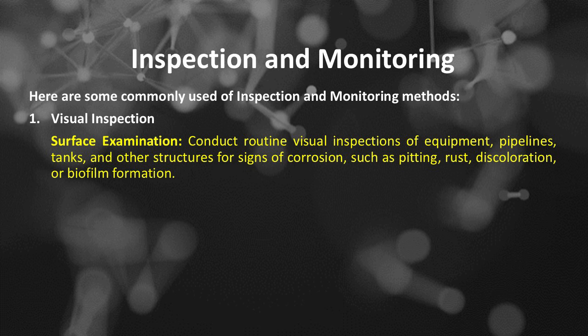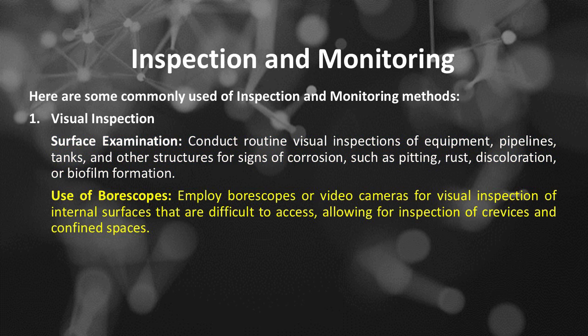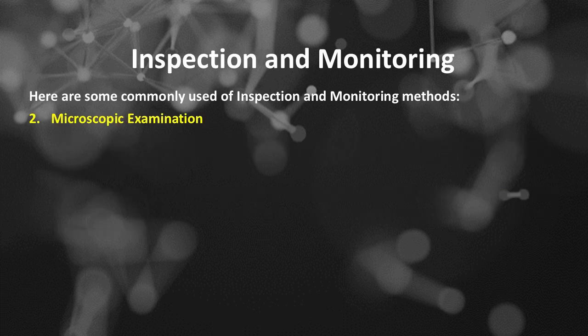Surface examination: conduct routine visual inspections of equipment, pipelines, tanks, and other structures for signs of corrosion, such as pitting, rust, discoloration, or biofilm formation. Use of borescopes: employ borescopes or video cameras for visual inspection of internal surfaces that are difficult to access, allowing for inspection of crevices and confined spaces. Number 2 is microscopic examination.